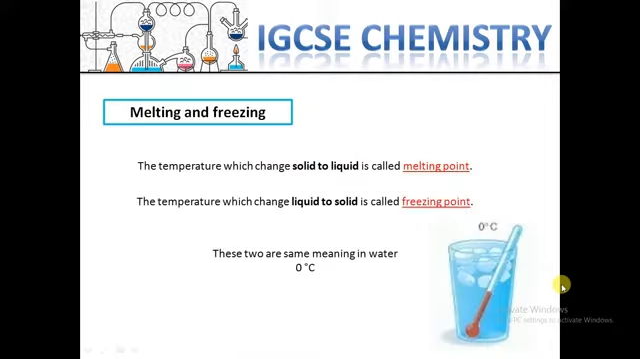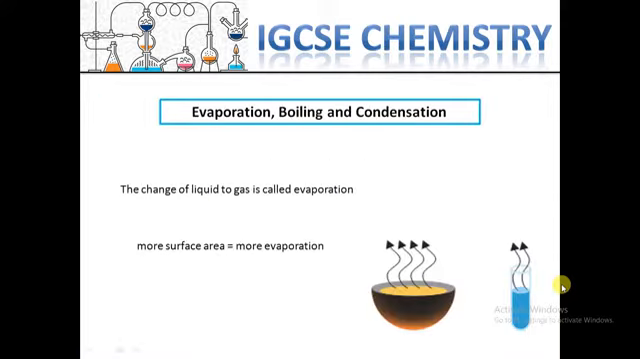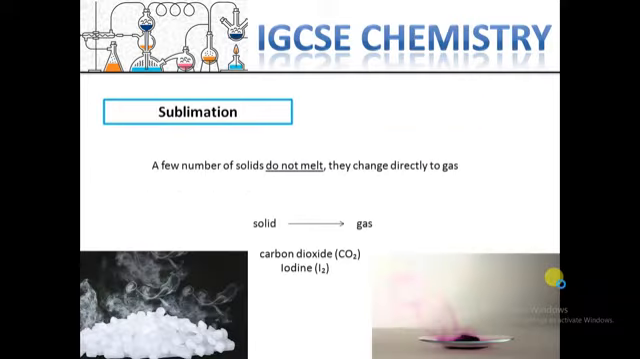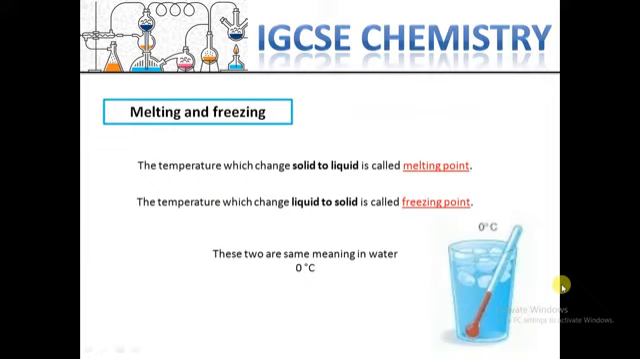We are going to compare melting and freezing, and I need to explain sublimation also, and compare evaporation, boiling, and condensation. So first, melting and freezing. The temperature at which a solid changes to liquid is called the melting point. Each chemical has a different melting point.